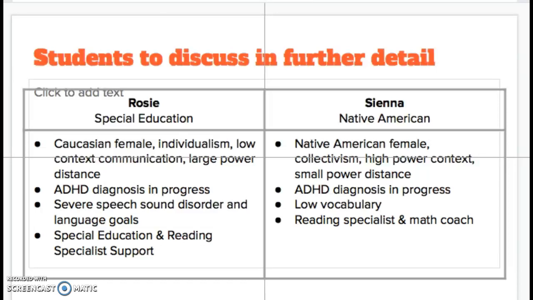Sienna is the one student in the classroom who identifies as being Native American. She's also female. So her archetypes would be described as collectivism, high power context, and small power distance. Sienna also is in the process of having an ADHD diagnosis. Sienna presents with low vocabulary. She often speaks in very short sentences. She writes in short sentences. Sienna meets daily with a reading specialist as well as the math coach.